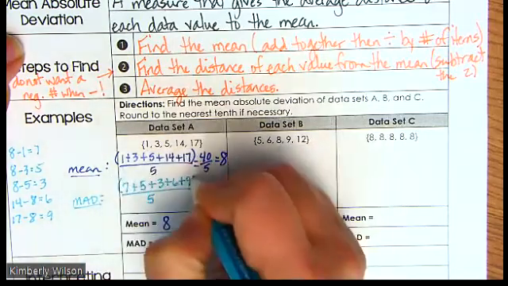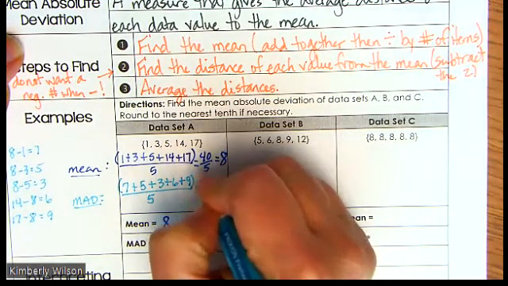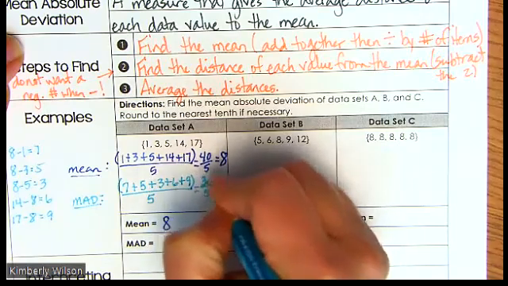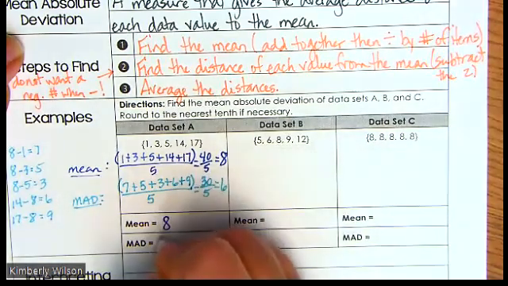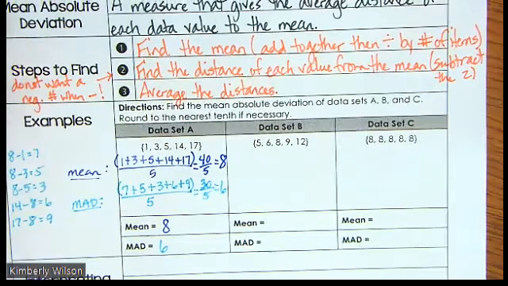So again, we punch all of this into the calculator at one time. 7 plus 5 plus 3 plus 6 plus 9, which gives me 30 over 5, which equals 6. So my MAD is 6. My mean absolute deviation is 6. Okay, now we're going to go through and do B and C, but we're going to go a little bit quicker.